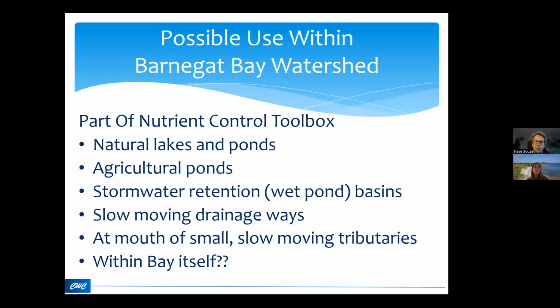So within the Barnegat Bay watershed, some of the possible uses, as I noted, are that they could be introduced and utilized in natural lakes and ponds. I'll show you some examples of that. Stormwater retention basins, which I noted are pretty common throughout the watershed. Agricultural ponds, these would be ponds that provide stormwater management for agricultural facilities that could include feedlots, and then some slow-moving drainage ways, and maybe even at the mouth of some slow-moving tributaries, and perhaps even within the bay itself.